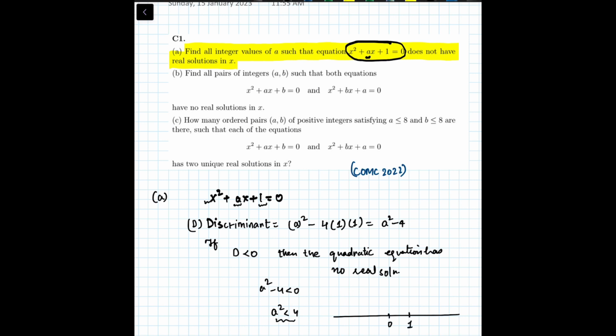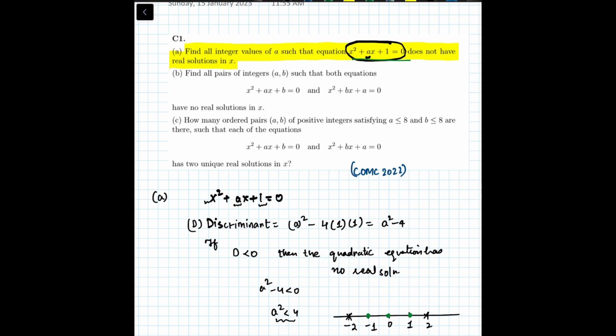1 satisfies a square less than 4. Minus 1 satisfies a square less than 4. And then you have 2, and then you have minus 2. This will make a square equal to 4, and this will make a square equal to 4. Since we are looking only for integer values, our answer will be a equals minus 1, a equals 0, and a equals 1. So the three possible values a can take for this equation to not have any real solution are minus 1, 0, and 1. So that's your answer.